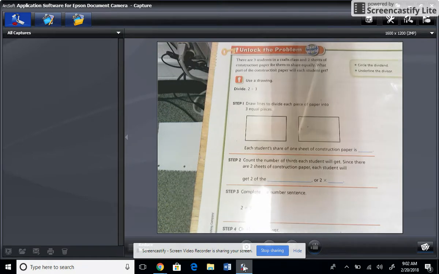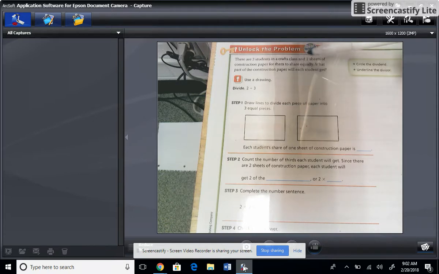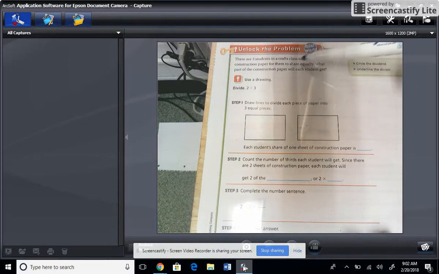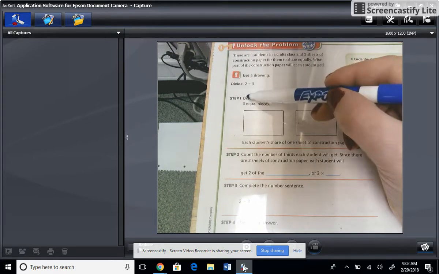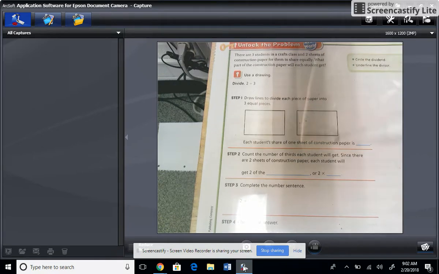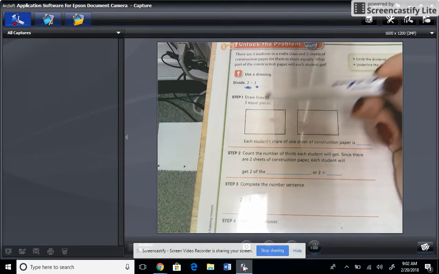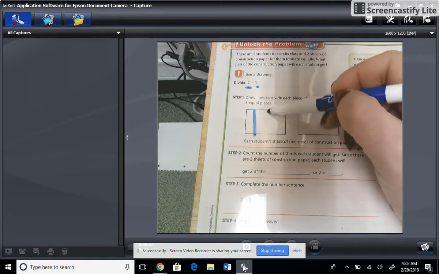There are 3 students in the craft class, and they have 2 sheets of paper to share equally. What part of the construction paper will each person get? So we're going to use a drawing because that's probably the easiest to start with until you get that figured out. So we have 2 pieces of paper, and that's what we're starting with, because our dividend always tells us what we have and how many equal parts we are cutting them into. Well, we're dividing them into 3 equal parts. So each one we're going to divide into 3 equal parts.